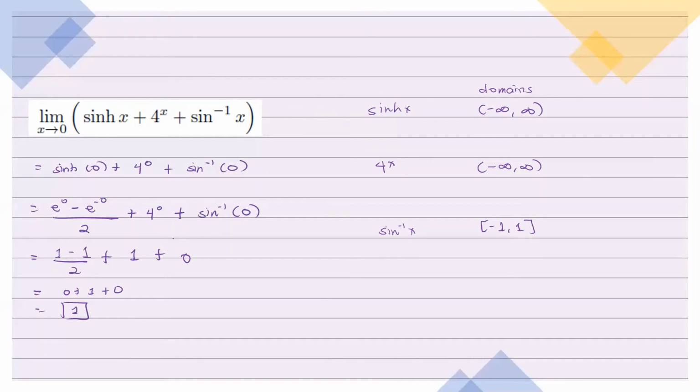But if you do not remember that, again, you can express the hyperbolic sine function as e to the x minus e to the negative x all over 2, katulad ng ginawa natin dito. Okay po? Sige. Let us proceed to the next one.